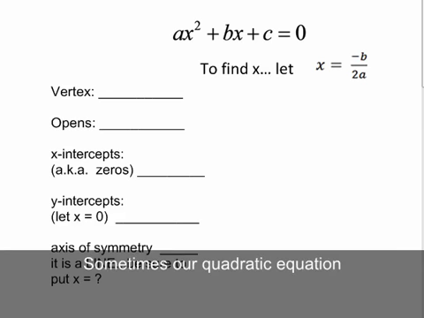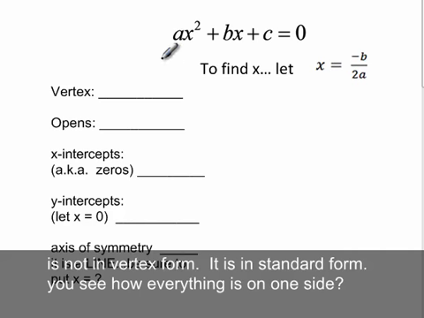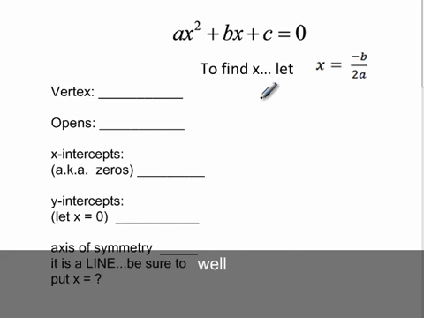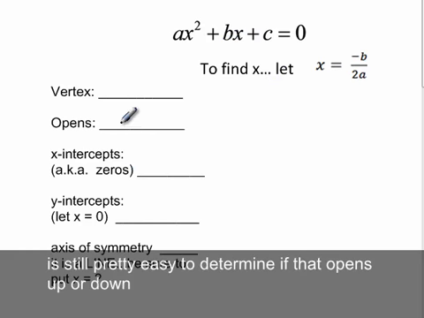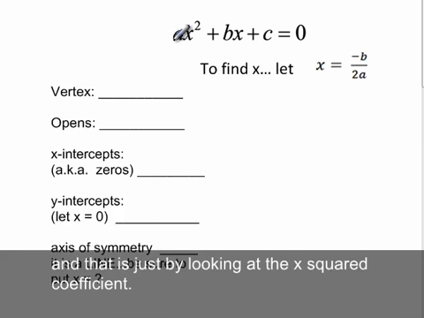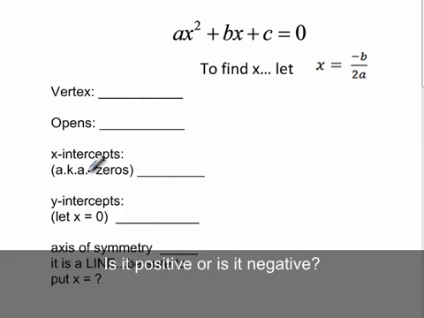Okay, sometimes our quadratic equation is not in vertex form. It's in standard form. You see how everything is on one side? ax squared plus bx plus c. Well, it's still pretty easy to determine if it opens up or down, and that's just looking at the x squared coefficient. Is it positive or is it negative?